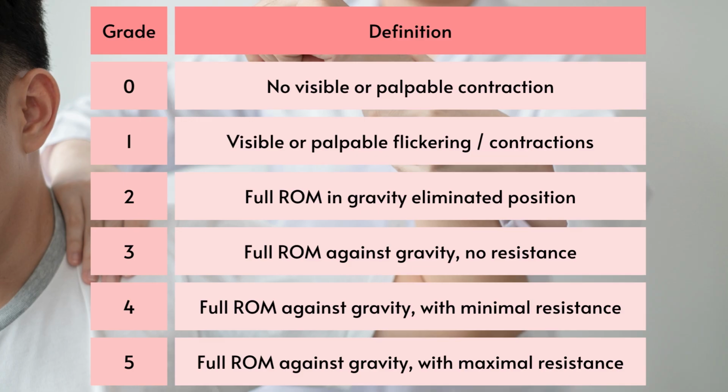This is the scale here. It goes from 0 to 5 and the definitions are stated here. Some scales actually have things like 1 plus, 2 minus, 3 plus, 4 minus, things like that. But just to keep things simple and basic, we'll be just looking at this scale only, 0 to 5.